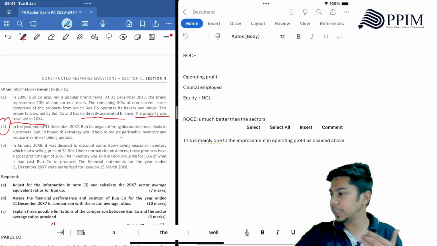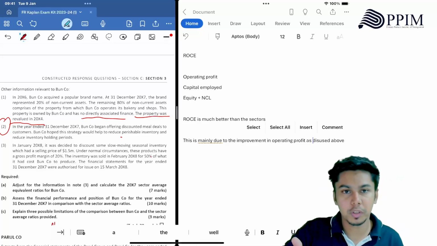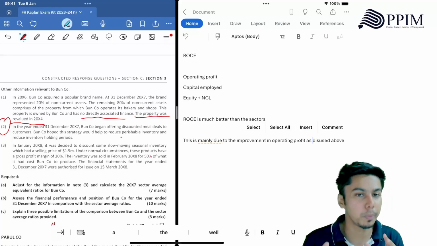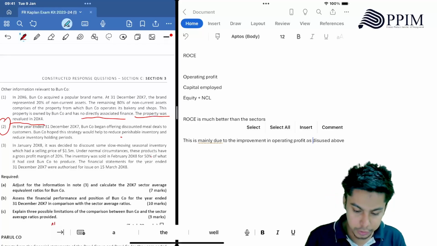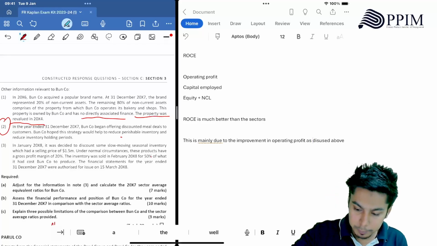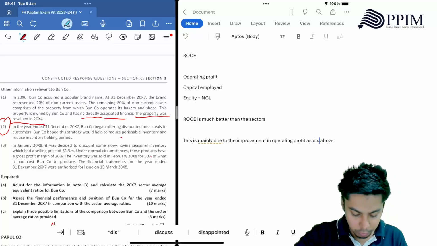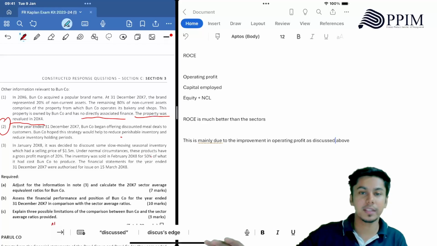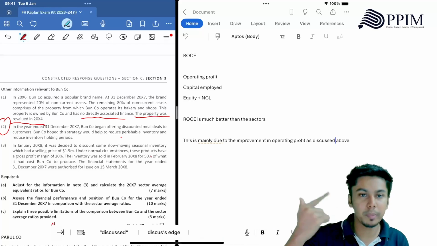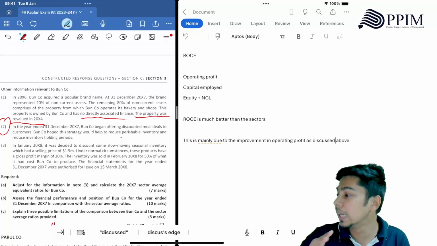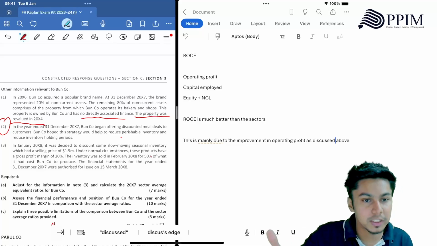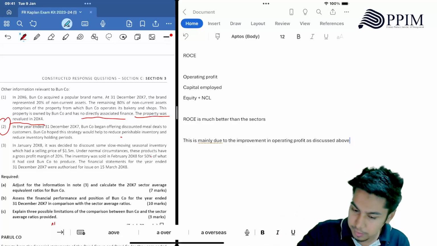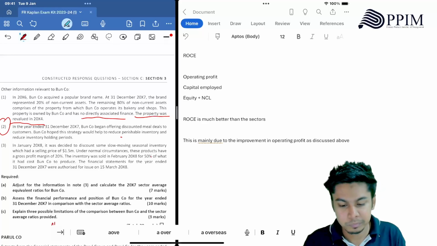Now guys, listen. For ROCE to improve, operating profit has to improve. Now operating profit is good, and we spoke about all the relevant points. Can you remember I told you last Sunday, don't repeat the same point over and over again. Don't tell operating profit has improved because of all these reasons again. You have already mentioned it in the previous one, so just say as discussed above.